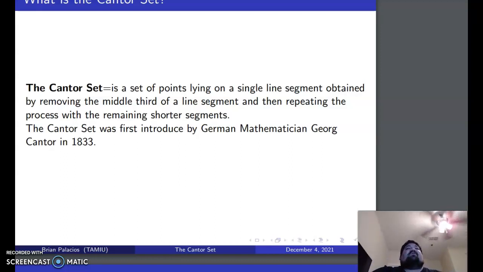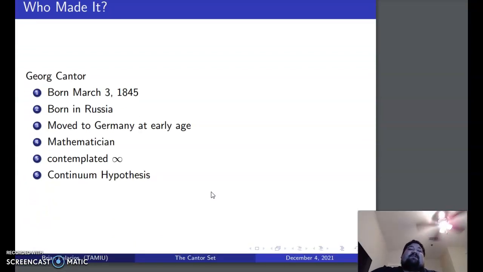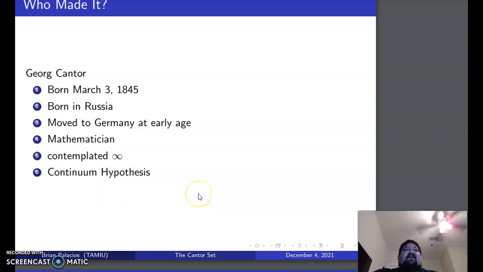The Cantor set was first introduced by the German mathematician Georg Cantor in 1883. He was born in Russia but moved to Germany. He was a mathematician, really famous for the continuum hypothesis and for contemplating infinity and how there are different sizes of infinity.